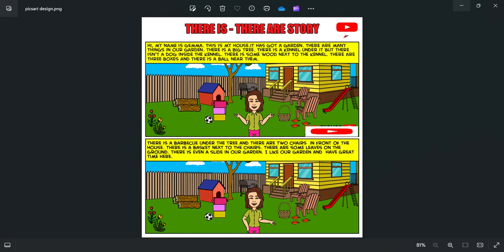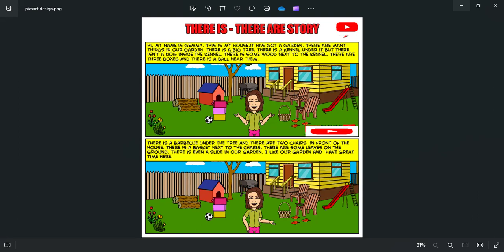Tree is one. That's why we say there is, because there is only one tree, singular. If there are two, three, more than two trees, that time we say there are a few trees. That is how we say. But here there is only one tree. That is the reason she is saying that there is a big tree. This is a big tree in front of her house.